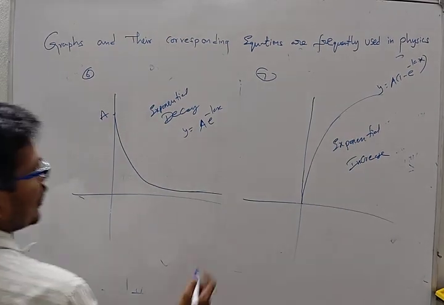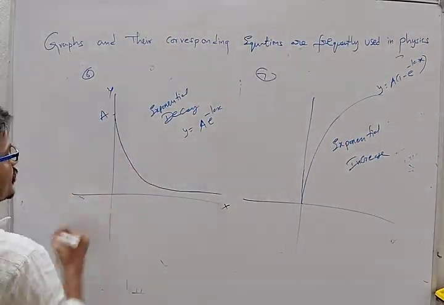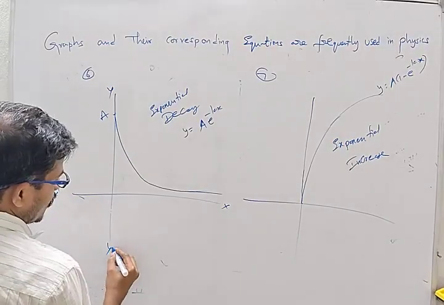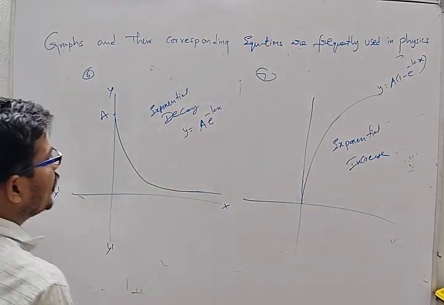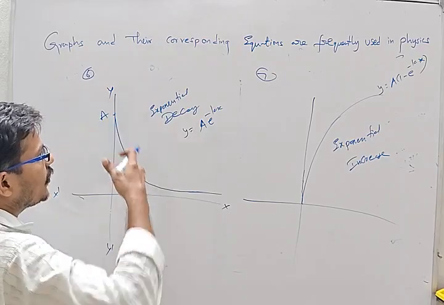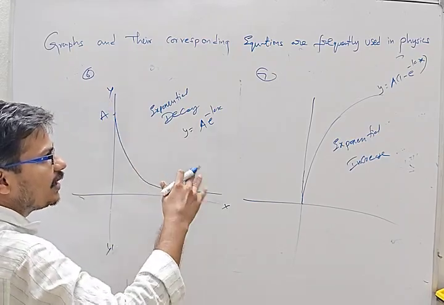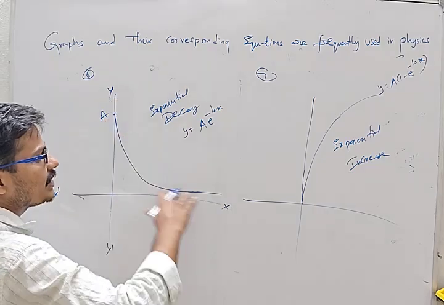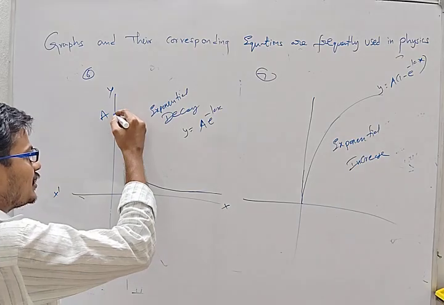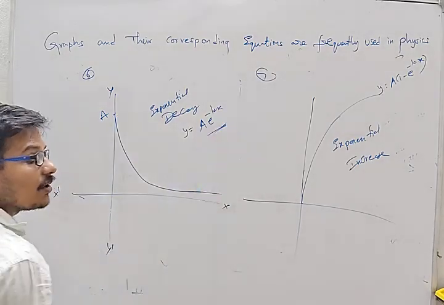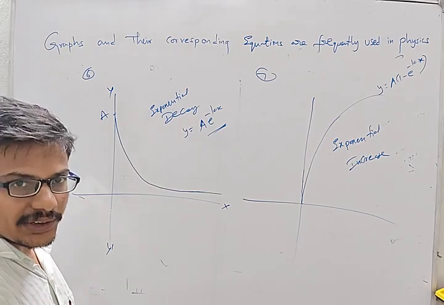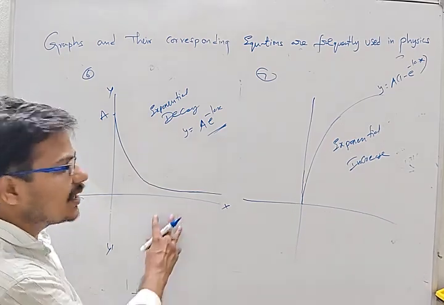So this is the x-axis, this is the y-axis, this is x dash, this is positive x, this is y dash, this is positive y. So these are exponential decay, meaning time to time gradually decreasing. The y component gradually decreases with respect to x values. In this case, decay means it is decreasing, and the graph will be like this. Exponential graphs are mostly used in nuclear physics related to radioactive decay, for example gamma decay.